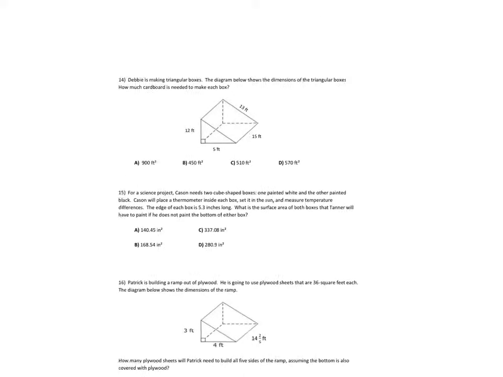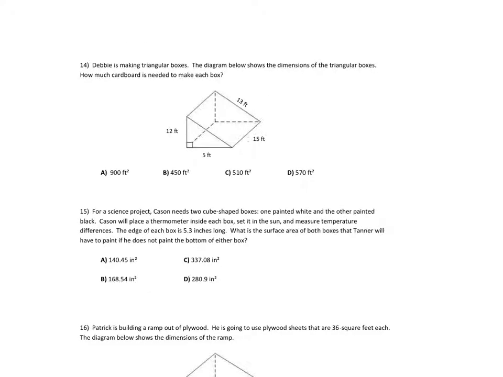Okay, last page, number 14. Debbie is making triangular boxes. The diagram below shows the dimensions of the triangular boxes. How much cardboard is needed to make each box? So you need total surface area. So that's PH plus 2B, okay? So perimeter of the base, your base is going to be your triangle because it's a triangular prism.